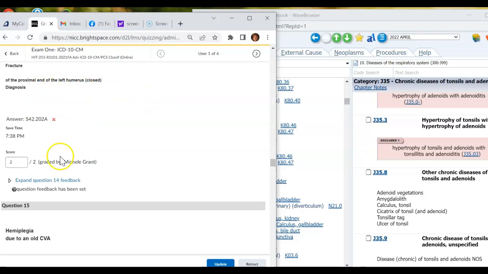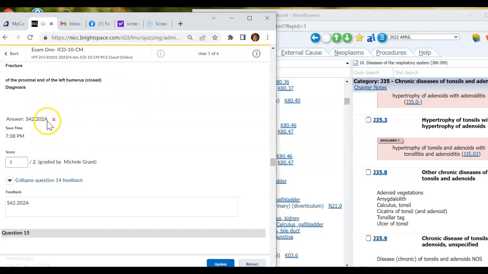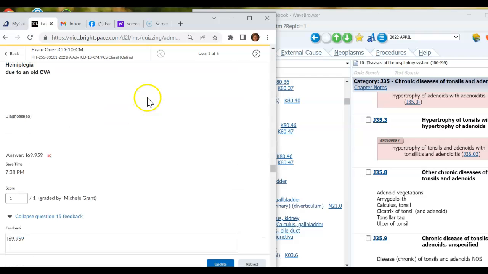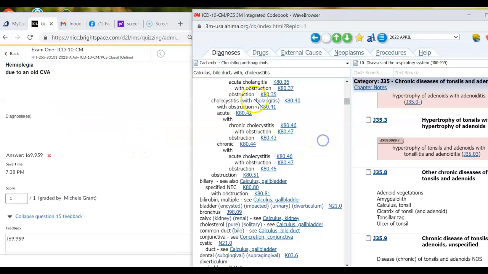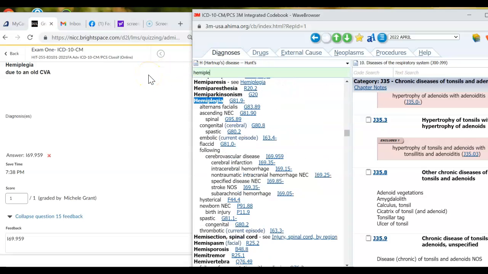This one here was good. The biggest thing I was looking for students is to make sure they look far enough into their index to get that 7th digit A. Okay, this one here, hemiplegia due to an old CVA. So basically what I wanted to do is following a cerebrovascular disease. Some of you had I69.359 and I was okay with that too.